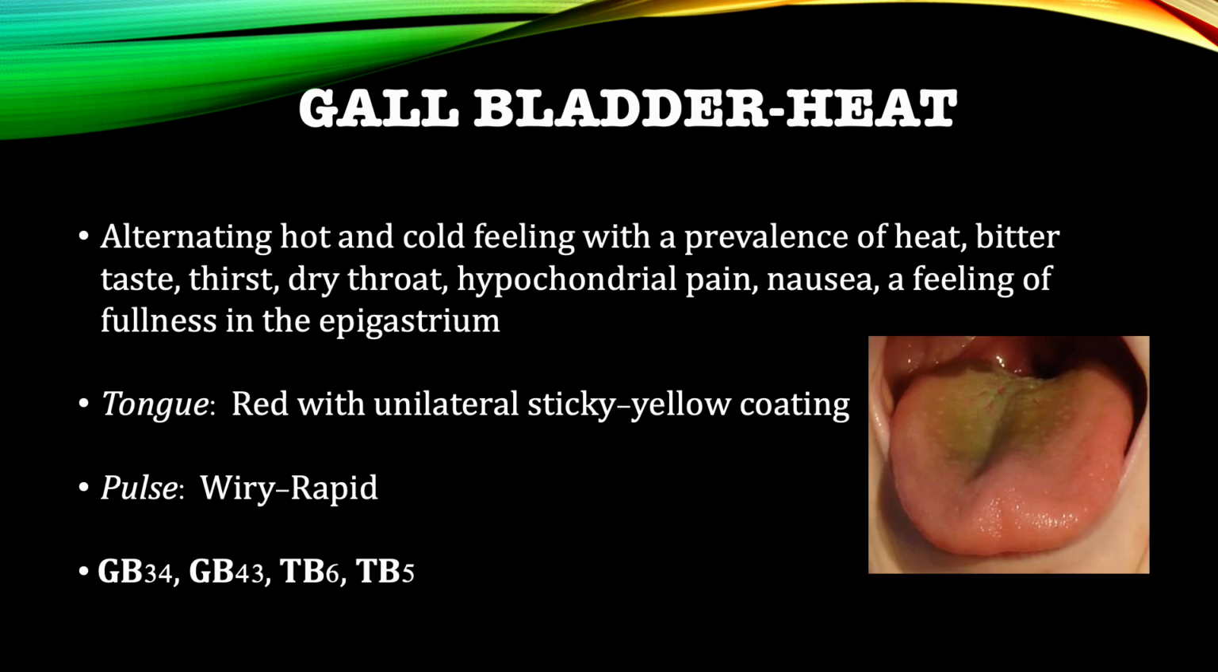Gallbladder heat: alternating hot and cold feeling with a prevalence of heat, bitter taste, thirst, dry throat, hypochondrial pain, nausea, a feeling of fullness in the epigastrium. Tongue red with unilateral sticky yellow coating. Pulse wiry, rapid. Points: GB34, GB43, triple burner 6, triple burner 5.